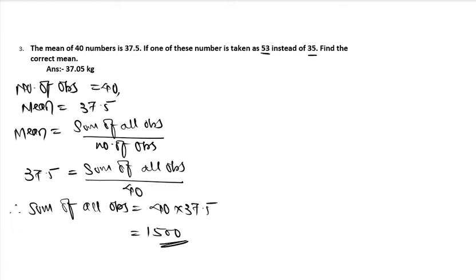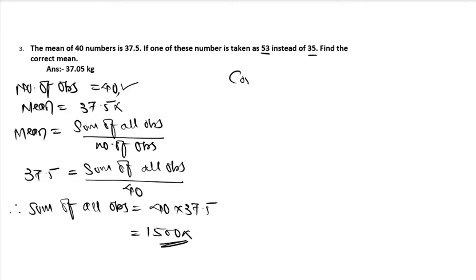Number of observations would be correct still, because in the place of 35 I have taken 53. Number of observations is not changing. Mean will change, so mean becomes incorrect, and sum of all observations will be incorrect. So rather than worrying about the correct mean, first I should correct the sum of all the observations.